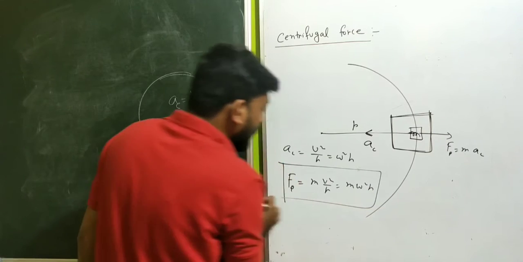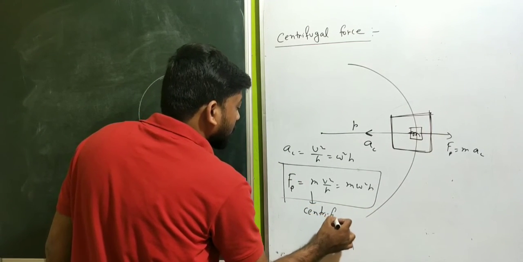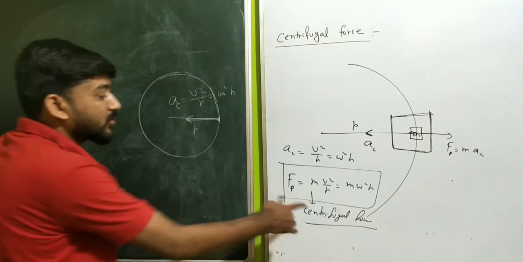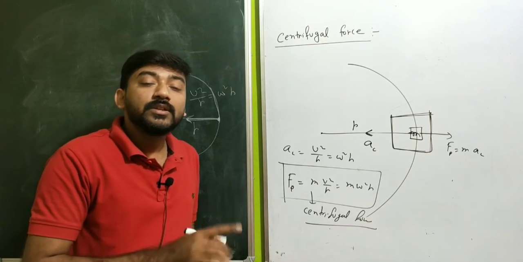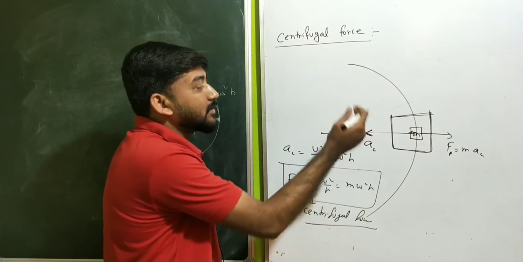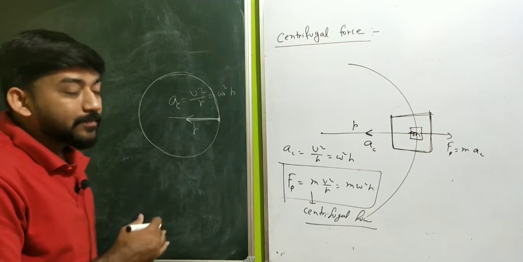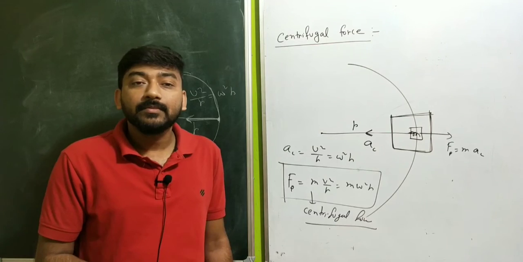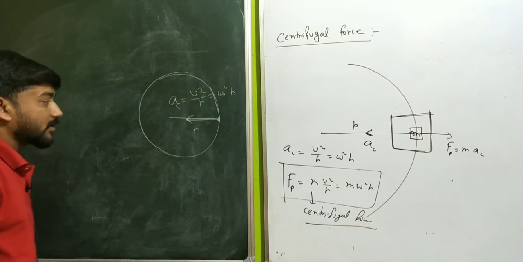This is called the centrifugal force. The magnitude of the centrifugal force is exactly equal to the magnitude of the centripetal force, but these two things are completely different, because centrifugal force arises only in the non-inertial frame of reference, and centripetal force arises in the inertial frame of reference. So when you talk about the inertial frame of reference, there is no issue of centrifugal force. Please keep this in mind.